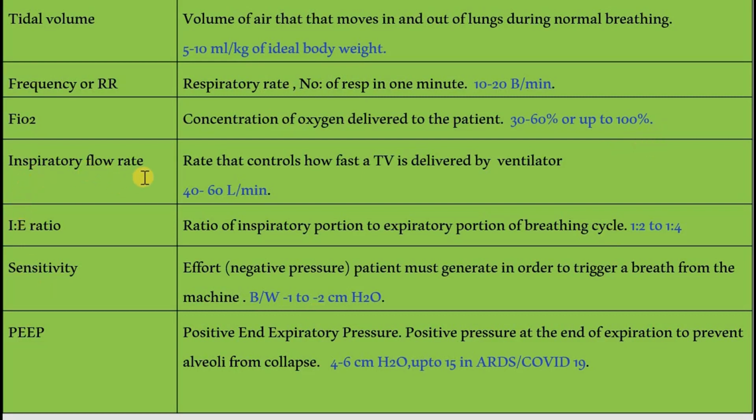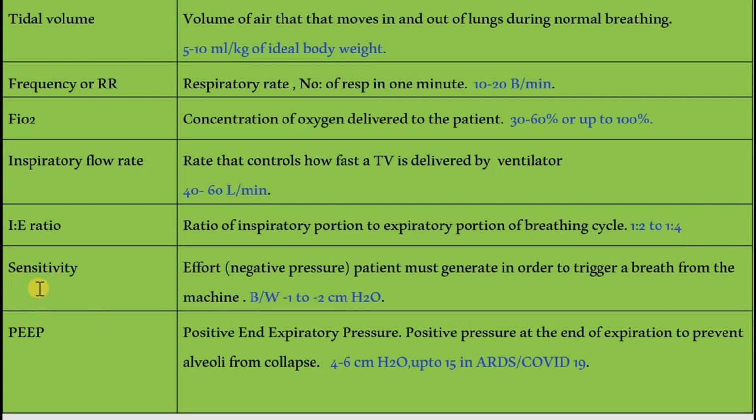Next is inspiratory flow rate. This is the rate or speed, or how fast the set tidal volume is delivered by the ventilator, and it is anywhere from 40 to 60 liters per minute. Next is IE ratio, that is inspiratory to expiratory ratio. That is the ratio of inspiratory portion to expiratory portion, and normally it is 1:2 to 1:4. A longer expiratory ratio is set when a patient has obstructive disease, for example in COPD. This is because of air trapping.